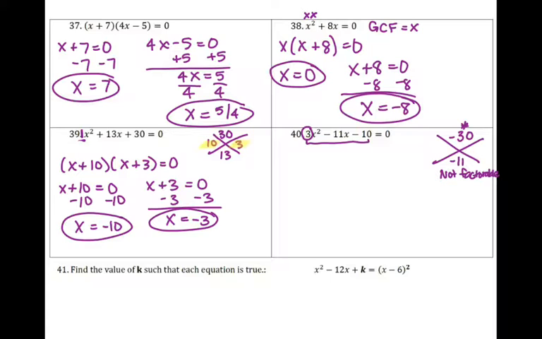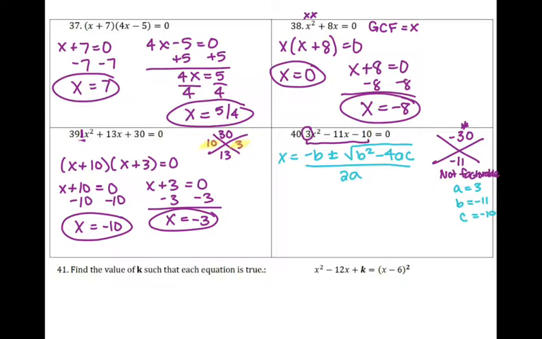That doesn't mean it's not solvable, because we do have another method in our toolbox, which is the quadratic formula. So I'm going to go ahead and write that down. So x equals negative b plus or minus square root of b squared minus 4ac all over 2 times a. I hope I don't run out of space. I'm going to go ahead and write down my a, b, and c. A is 3, B is negative 11, and C is negative 10.